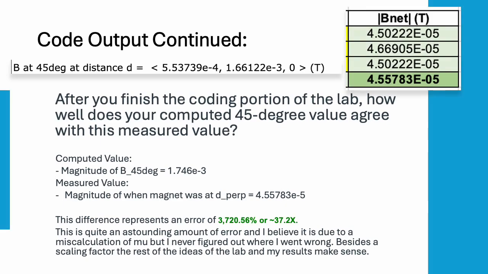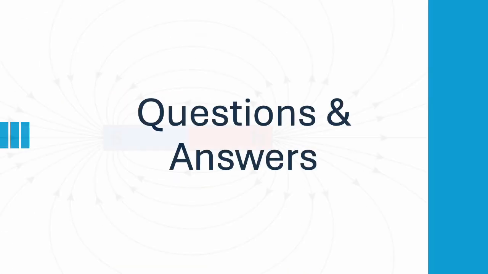Comparing my computed value versus the measured value, we see that the GlowScript program calculated the net magnetic field to be 1.746 times 10 to the negative 3 teslas, while I measured using my magnetometer the magnetic field to be 4.55783 times 10 to the negative 5 teslas. This percent error is 3,720%. I think I got this much error from a miscalculation of my mu, but I never figured out where I went wrong.